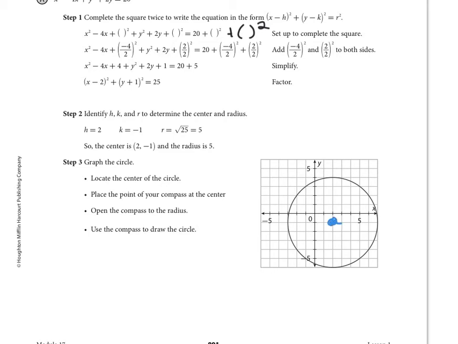And then it probably makes sense to go ahead and just plot 4 different points, kind of like at north, south, east, and west of the compass. So we're going 5 up from that center to put our north, 5 to the right of the center to put our east, 5 below the center to put our south, and 5 to the left of the center to put our west.